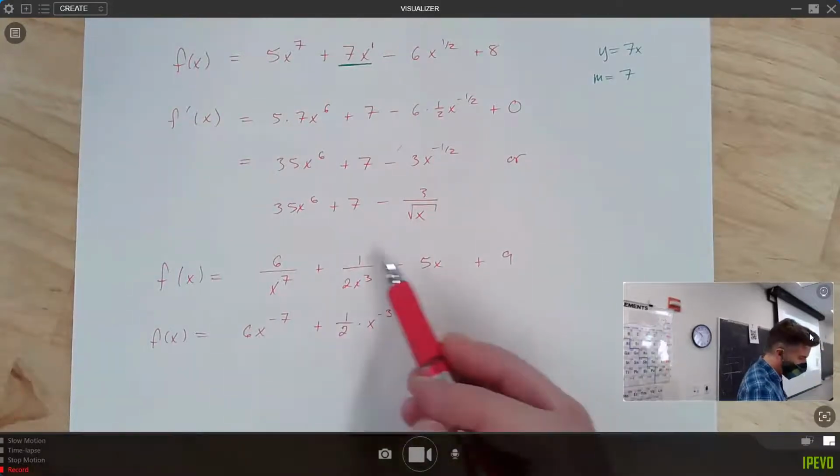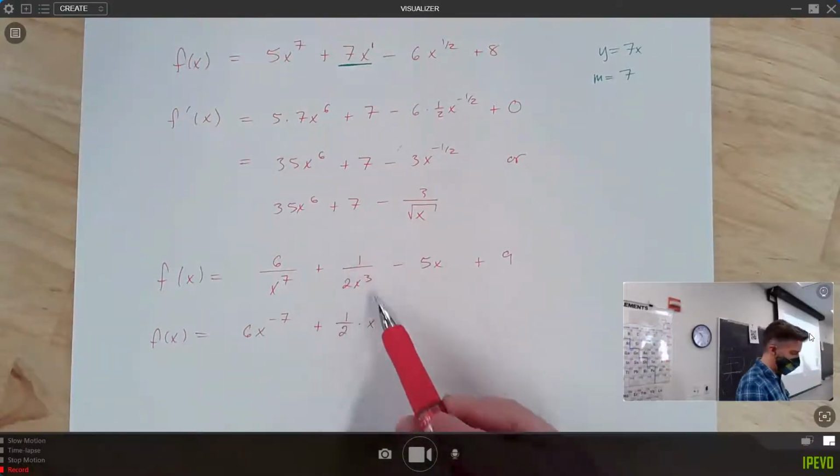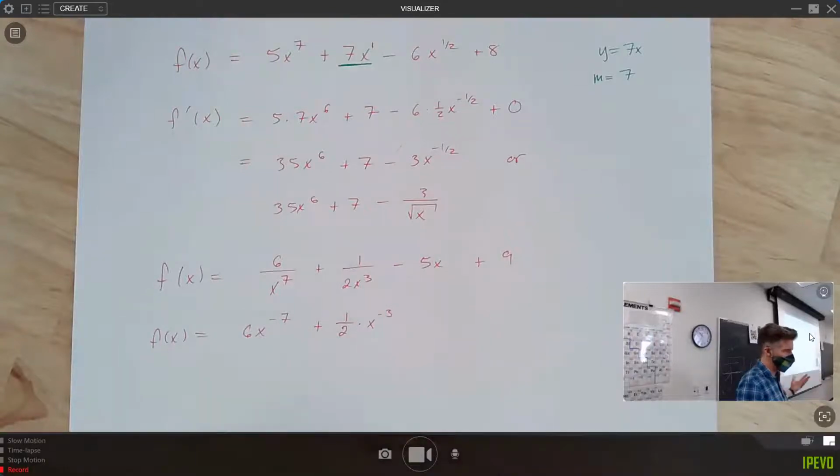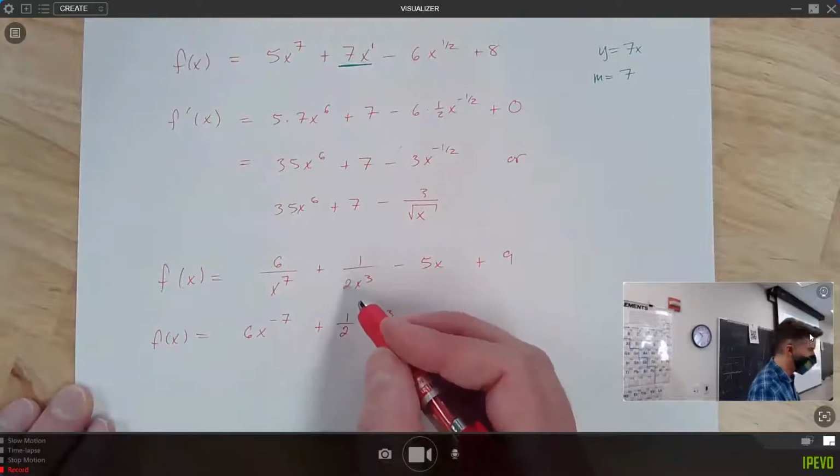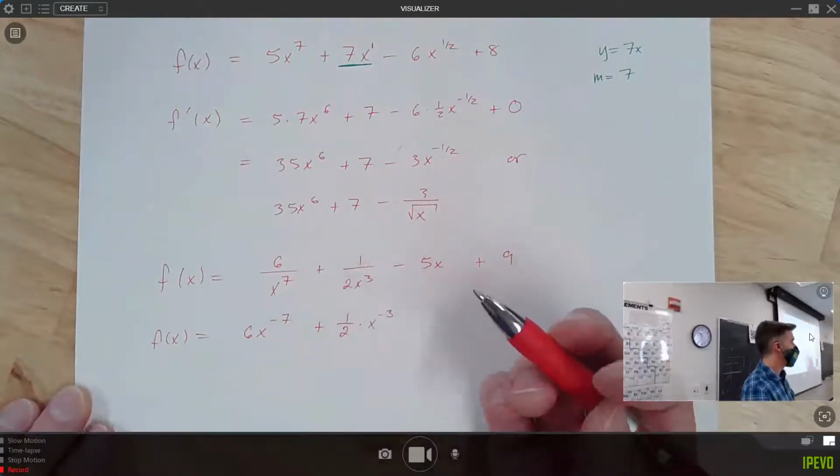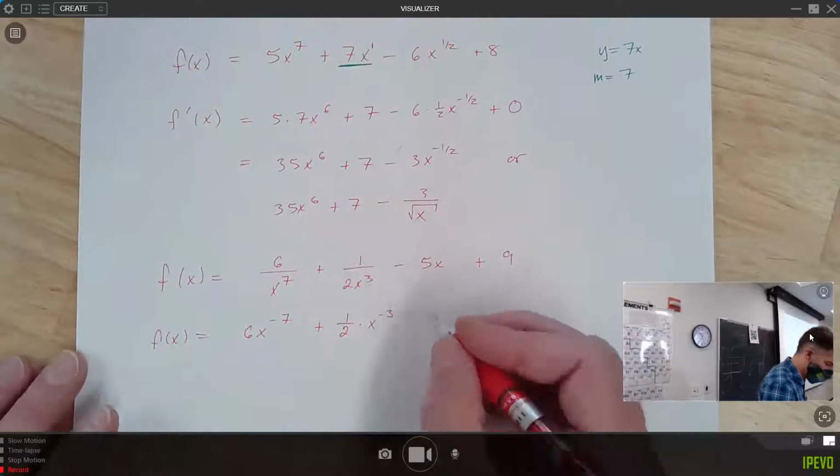But just be careful there, because I see people bring it all up to the numerator and write it as like 2 times x to the negative 3rd. So constants usually kind of have to stay where they're at. I mean, you can move it, but it would be weird to move it.